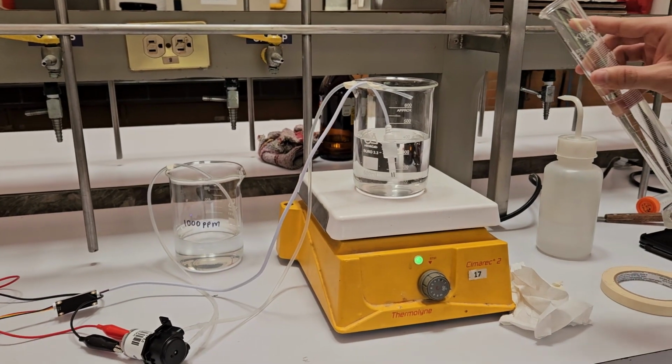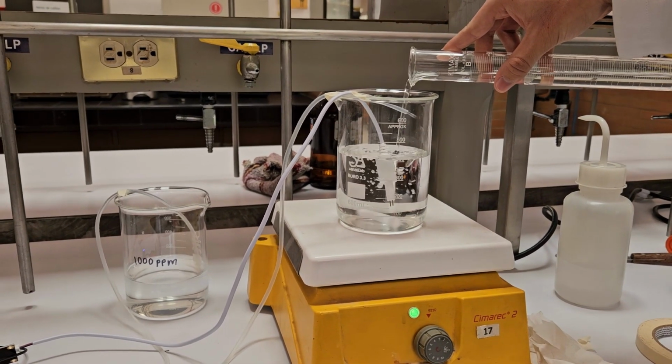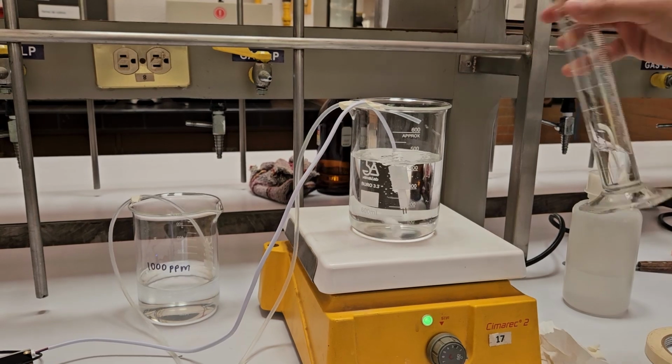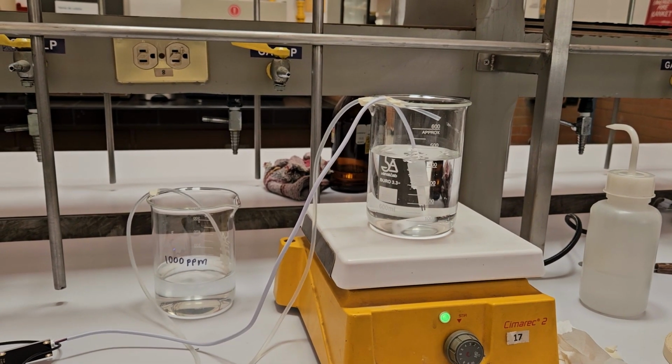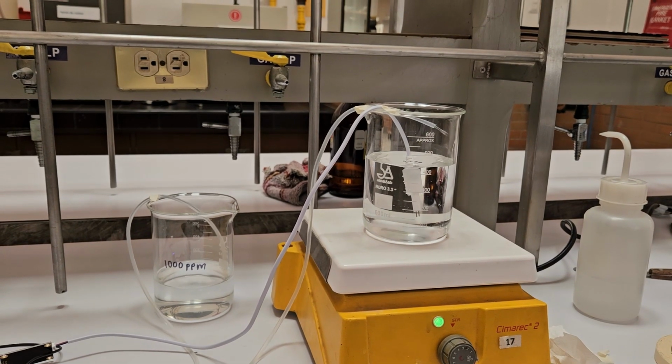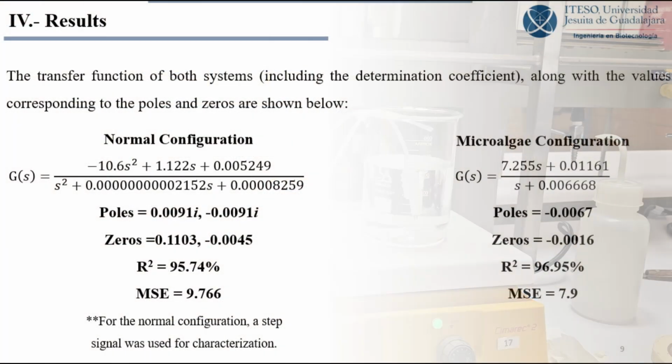Here we're simulating nutrient uptake. The peristaltic pump draws the nutrient solution into the system. Meanwhile, the salinity sensor continuously monitors the solution's concentration. If salinity is too low, the pump adds more nutrients to maintain the desired levels. When the target salinity is reached, the pump stops.